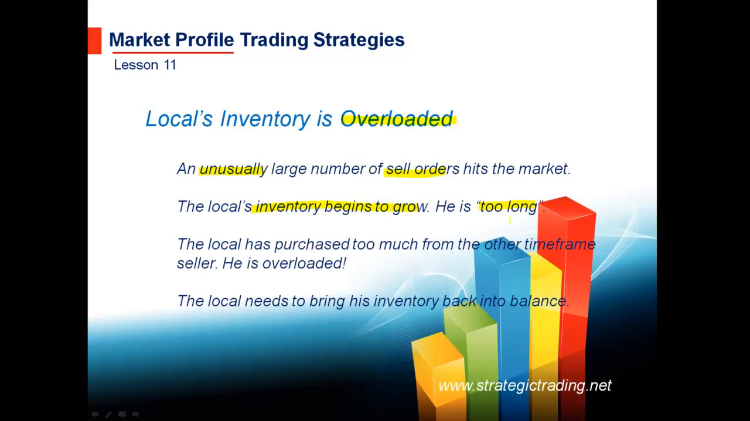So what's a market maker to do? He has purchased too much from the other time frame trader, and now his inventory is overloaded. Well, we know that his goal, the local, is to bring this inventory back into balance because an imbalance has happened. Now, many traders will tell you the obvious thing to do is let him sell. He should just sell this excess inventory. But think about it. He's been buying, and if he starts selling it, prices will continue to drop even further, and he's going to lose more and more money.